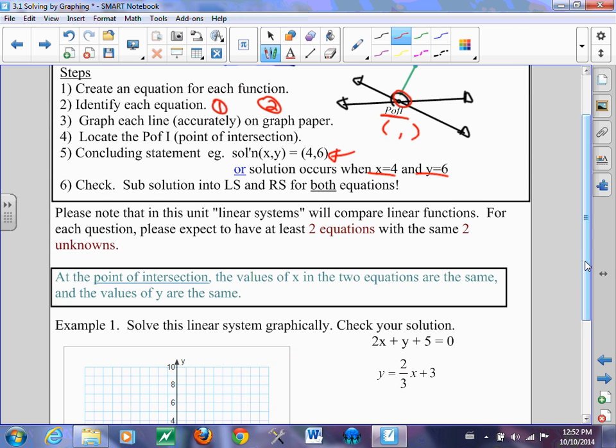And then, folks, ladies and gentlemen, if it asks you to check, you're going to sub your solution into left side, right side check for both equations. So that's what's different this time. Okay, let's just take a look here.